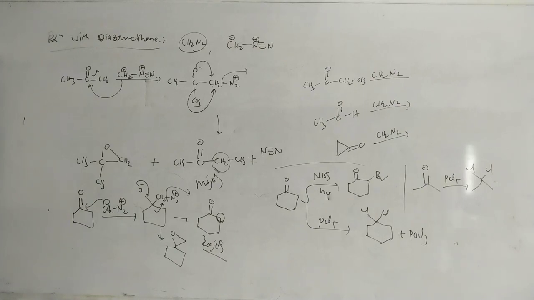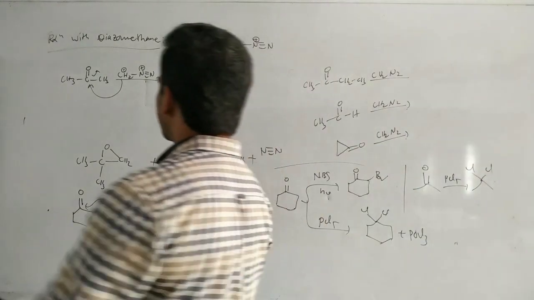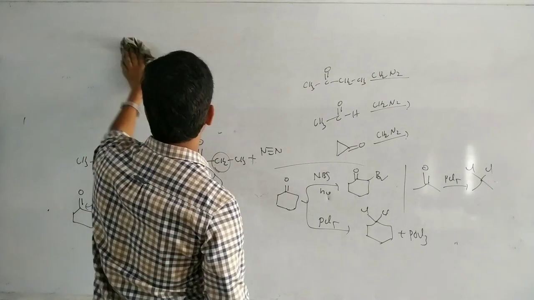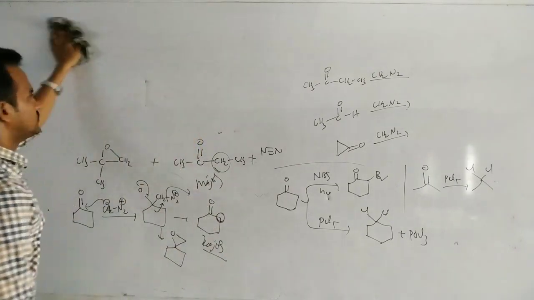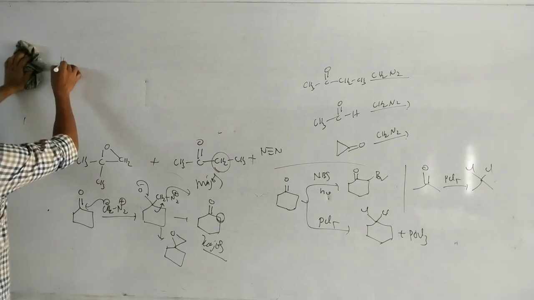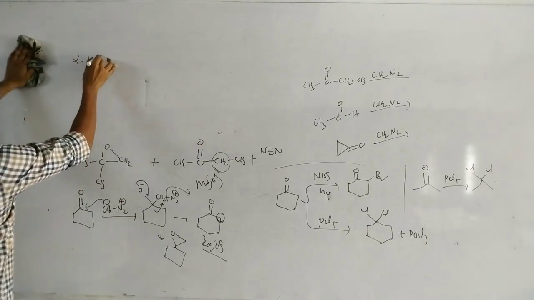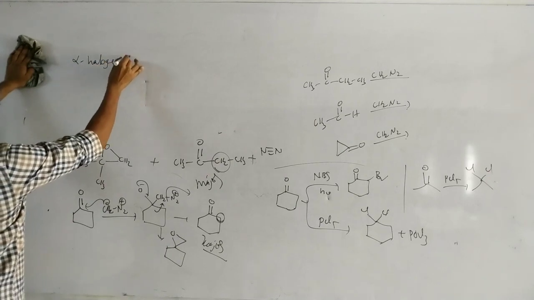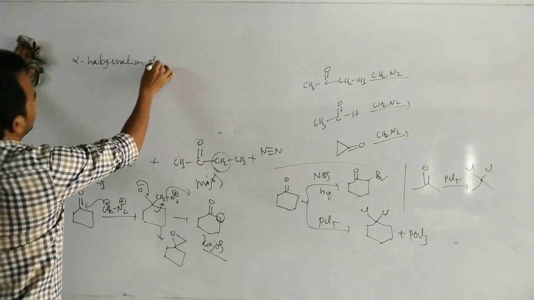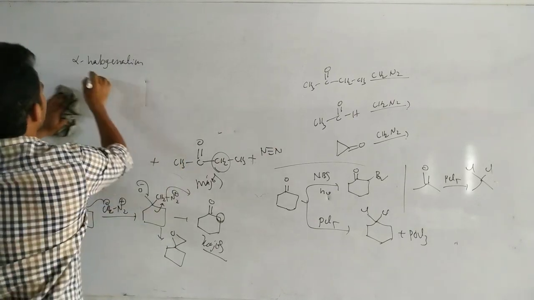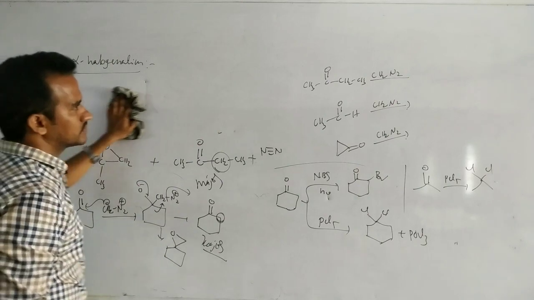Write the reactions. And next, alpha halogenation. Alpha halogenation.